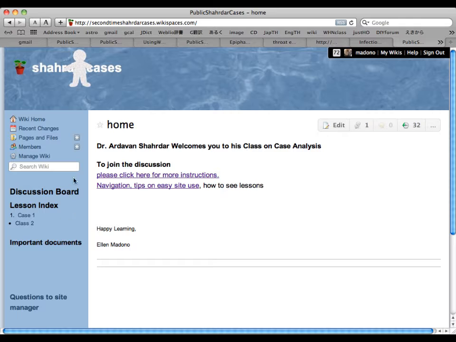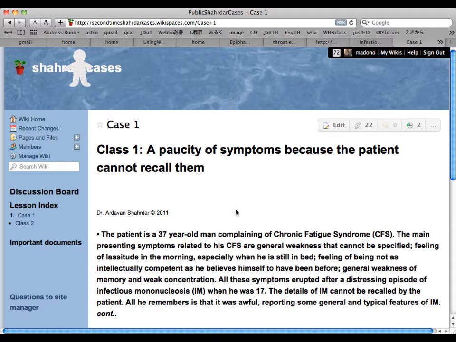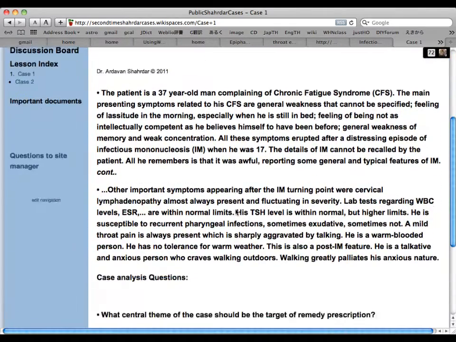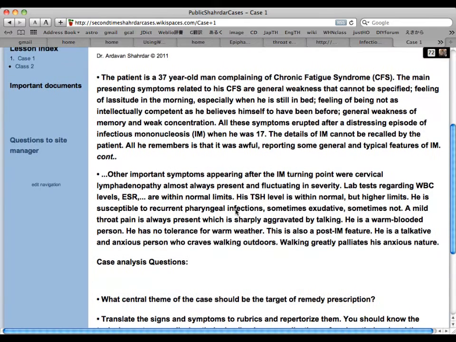First you go to the sidebar here and you open the case, and it's called Paucity of Symptoms because the patient can't recall them. Paucity is a word meaning a lack. There's not enough symptoms. It's a word that Hahnemann used for this exact same kind of case. And Dr. Shahrdar did this case, and it's a cured case.